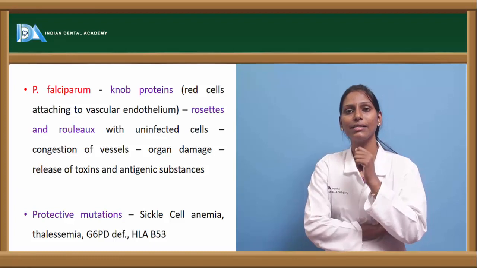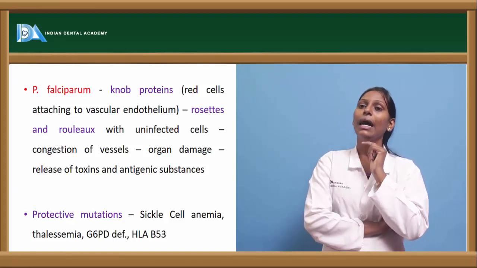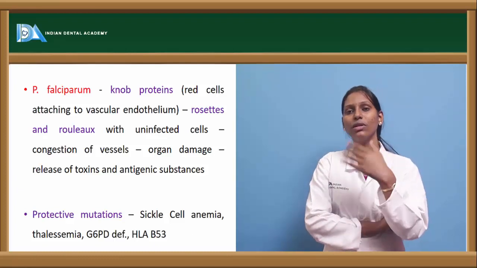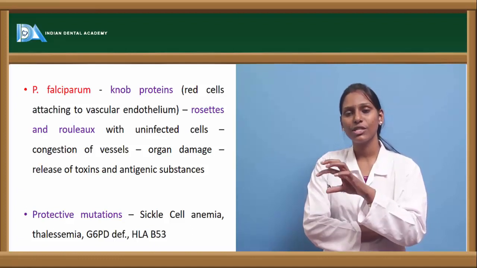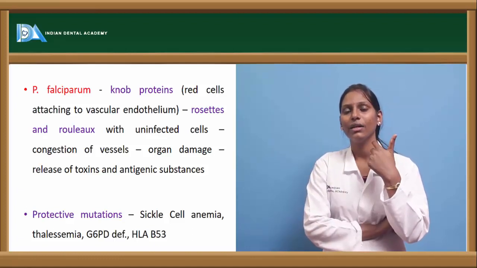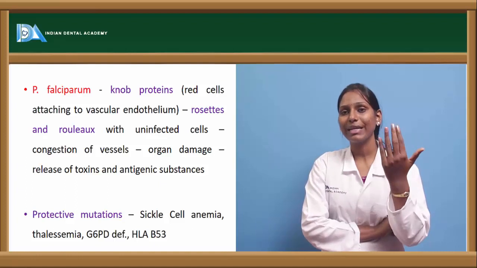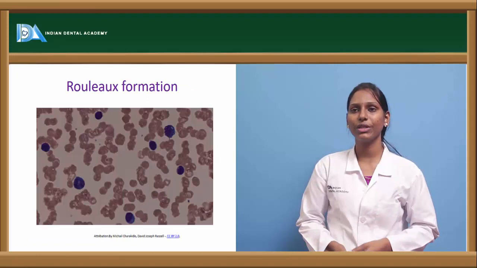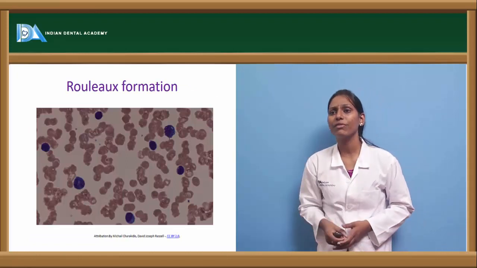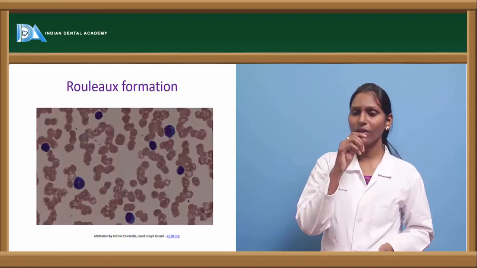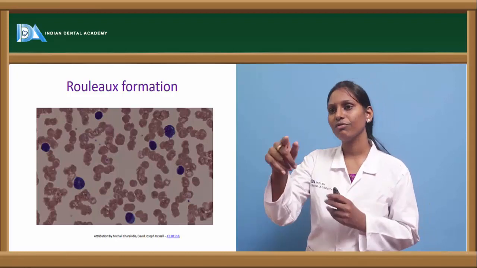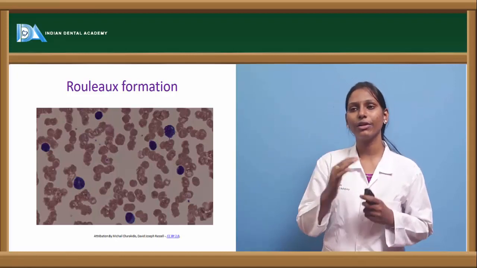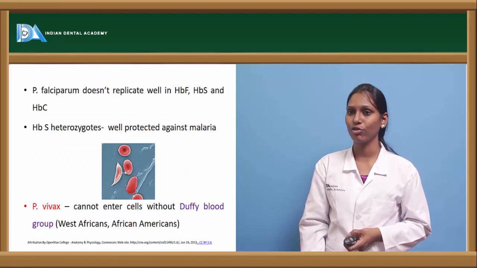And conditions like thalassemia, G6PD deficiency and HLA-B53 mutations also. In these conditions, Plasmodium falciparum infecting an RBC is usually less. So they actually have protective mutations in these conditions. This is a picture showing Rolex formation, where we can see stacking of these RBCs, which are forming clumping or group-like formations.